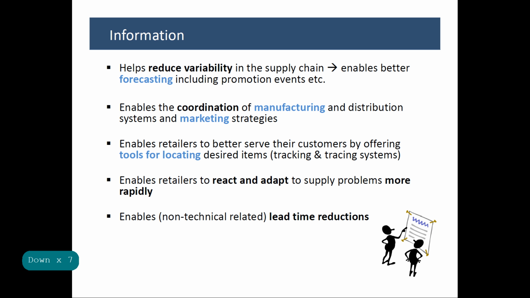So information, when it is available, can help reduce the variability in the supply chain. For instance, if the retailer would pass the information about the end customer demand to the factory, then the factory would be able to make a better forecast, or a better plan, about what to produce in which time period, so that it can better serve the customers throughout the supply chain.